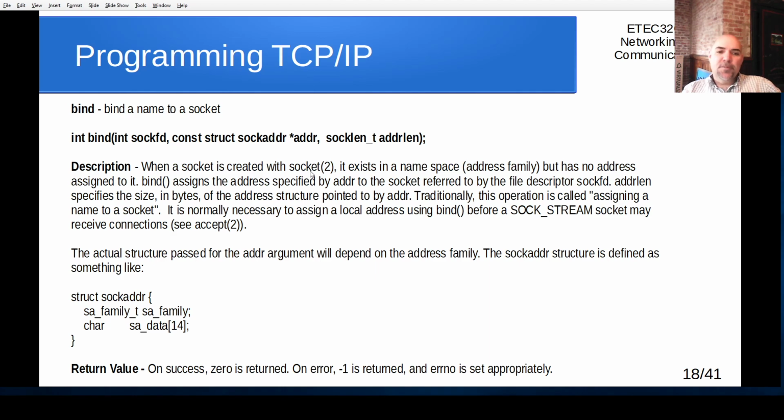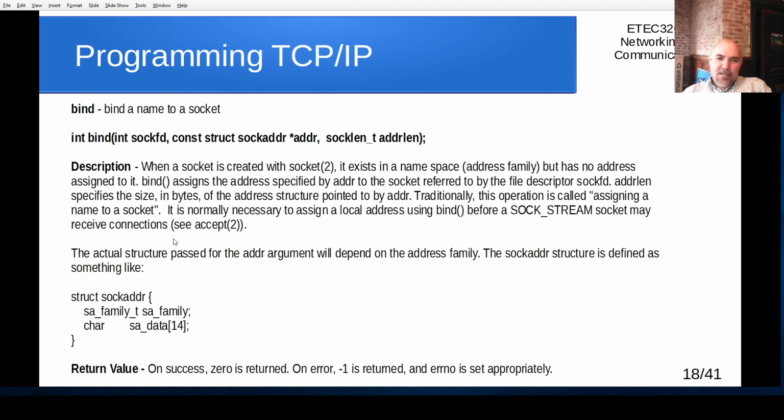And if we read the description, it basically says it. So it says, bind assigns the address specified by ADDR to the socket referred to by the file descriptor. And then address length provides the size. And notice the last sentence here says, it is normally necessary to assign a local address using bind before a sock stream socket may receive connections. So we need to bind that to an address.